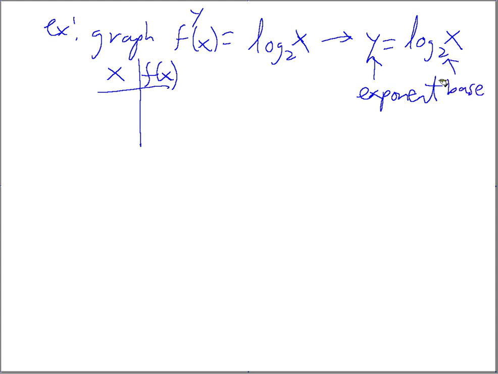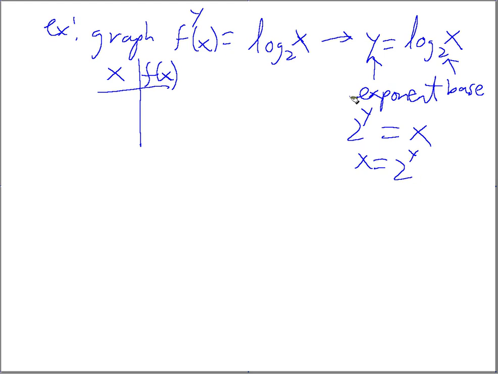All right, that's the base. So we're going to take 2 to the y power, right? Base to the exponent is equal to whatever's inside the log, equal to x. In other words, we're saying x is equal to 2 to the y. Now, if you look at this, this equation is the equivalent of this log function, if you will.